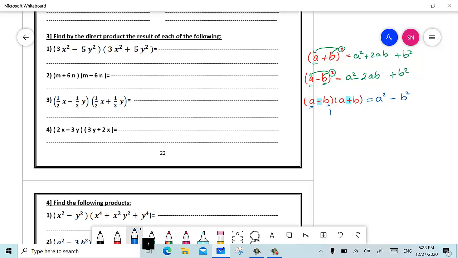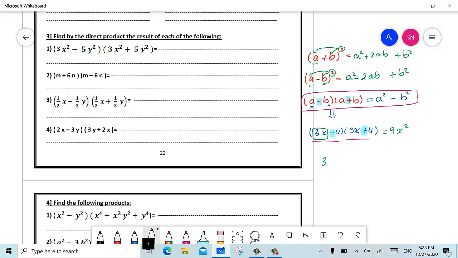So for example here, if I'm having (3x minus 4) multiplied by (3x plus 4), we have here two binomials and they are the same. The only difference is the sign between the two terms. One is positive and one is negative. So here we are going to apply this rule. How are we going to apply it? We are going to take the first term and square it, 3x, so the answer is going to be 9x squared.